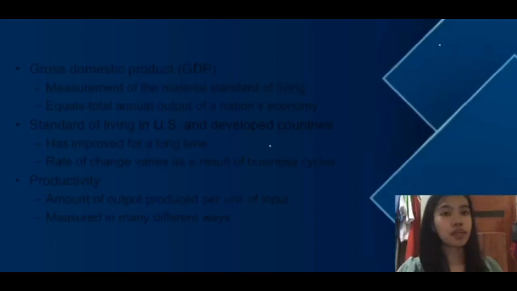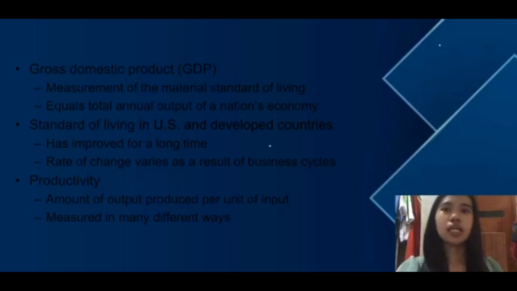Gross domestic product, or GDP, is a measurement of the material standard of living and equals the total output of a nation's economy. The standard of living in the US and developed countries has improved for a long time. The rate of change varies as a result of business cycles.